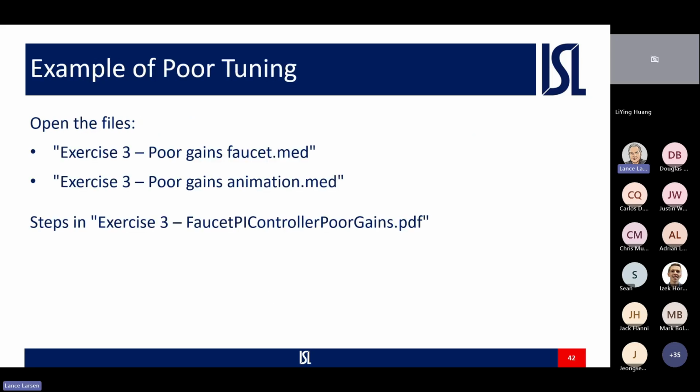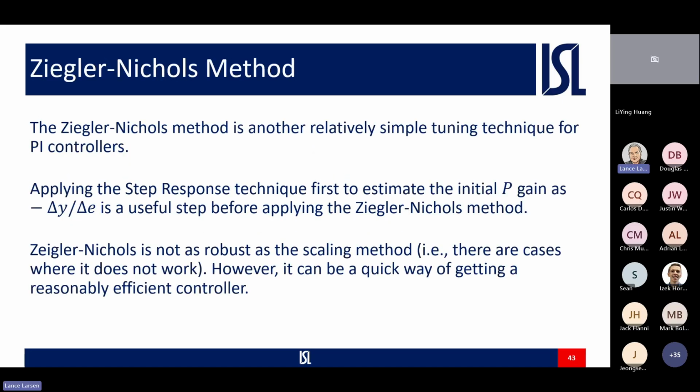Do we want to do the poor tuning examples, or maybe we should move on to Ziegler-Nichols? I think we can move on. Yeah, let's move on. Okay.